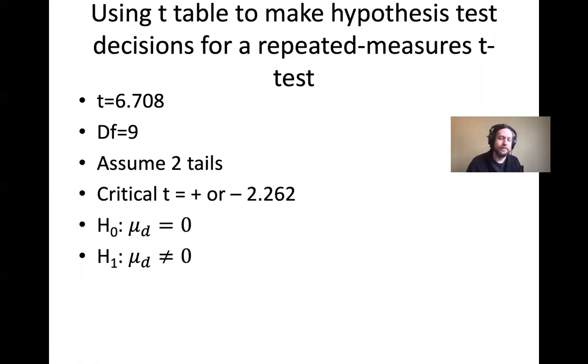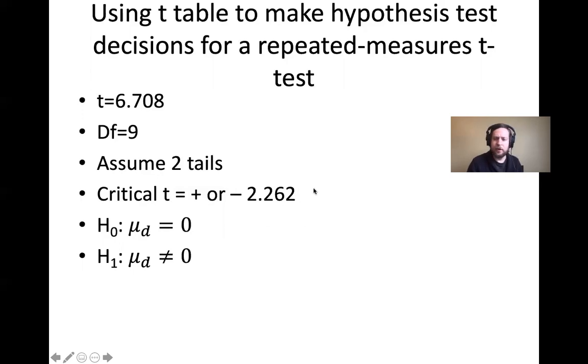We're going to assume 2 tails, which is kind of the standard in psychology, and it doesn't actually mention this, but we'll also assume alpha equals 0.05. In general, if the problem does not give you information regarding the number of tails and the alpha level, it's usually pretty safe to assume that it's 2 tails and alpha equals 0.05. Here it says that our critical t equals plus or minus 2.262.